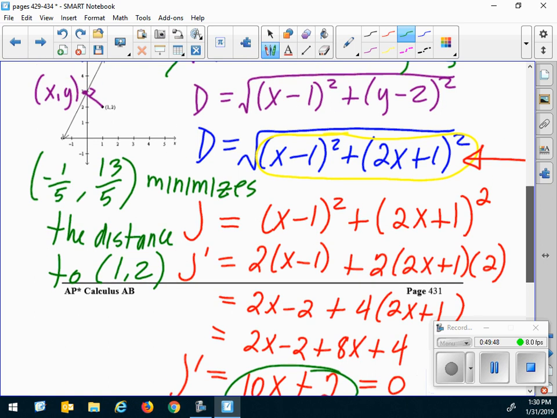I don't think optimization problems are hard. There's just a series of steps. Draw your picture. Write your primary equation. When do you write a secondary equation? When your primary equation has more than one variable in it. Get it in a shape where you can actually take the derivative. Find those critical numbers. Check them. And write a sentence.